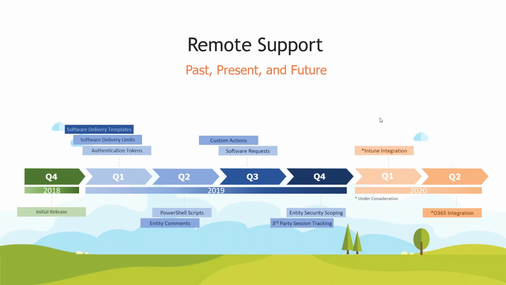Since then, we've added software delivery templates and software delivery limits. This is the ability to utilize predefined settings for your teams on how they should be utilizing the software delivery tool. You can also set limits for how those deployments are set. So basically, when you're deploying a piece of software, you can limit the number of users and devices that software can be deployed to based off of your own internal policies.